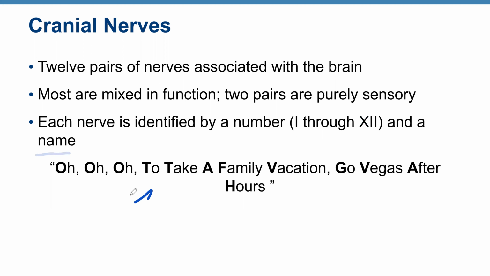And here's a mnemonic to remember the cranial nerves in order. So the first letter of each word is the same letter that the nerve begins with. So it's the first letter of the nerve. So let's look at the mnemonic first. It's O, to take a family vacation, go Vegas after hours.